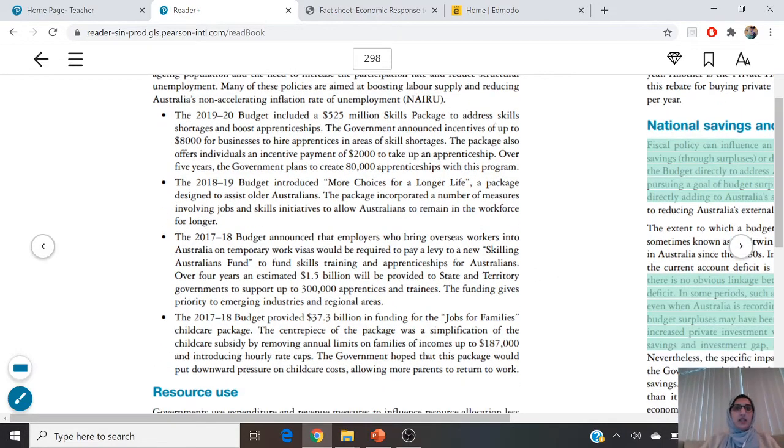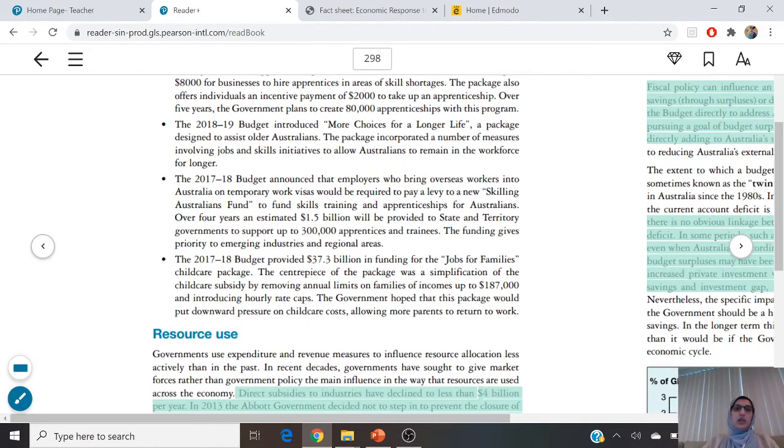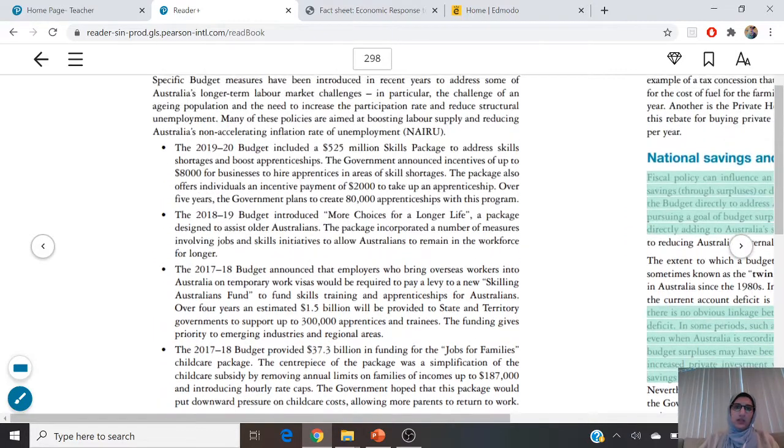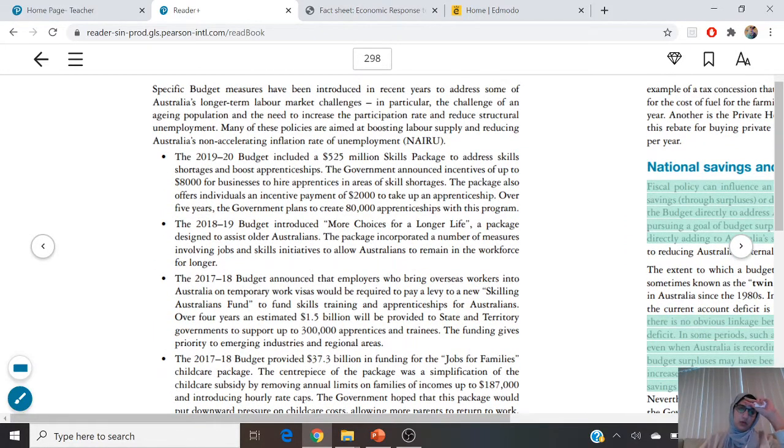The 2019-2020 budget included a $25 billion skills package to address skills shortages and boost apprenticeships. Please write this down. The 2018-2019 budget introduced a more choices for a longer life package designed to assist older Australians. The 2017-2018 budget announced that employers who bring overseas workers into Australia on temporary work visas would be required to pay into a new Skilling Australians Fund, which is great as well. All of this was implemented basically to reduce unemployment in Australia.